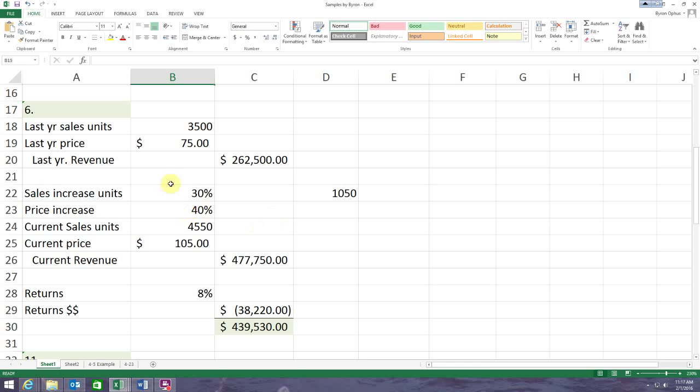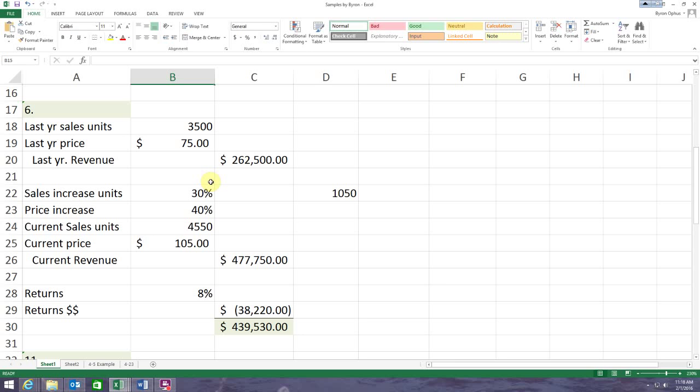Gets to be a little bit longer. Let's take a look at 6. Cybersecurity Systems had sales of 3,500 units at $75 per unit last year. The marketing manager projects a 30% increase in unit volume sales this year, so that 3,500 units is going to increase by 30%, with a 40% price increase.